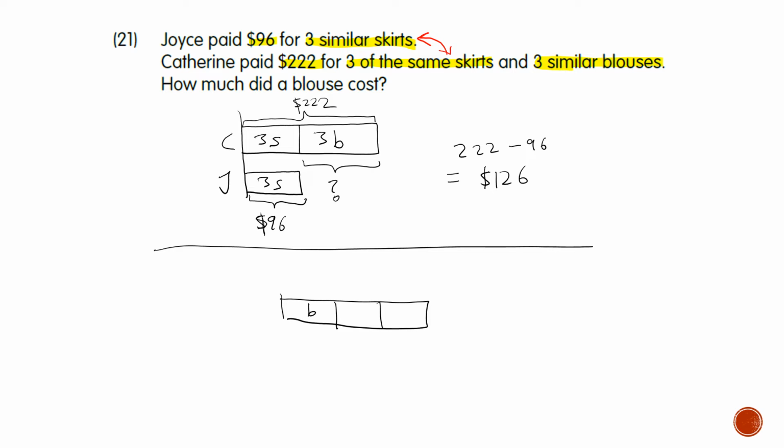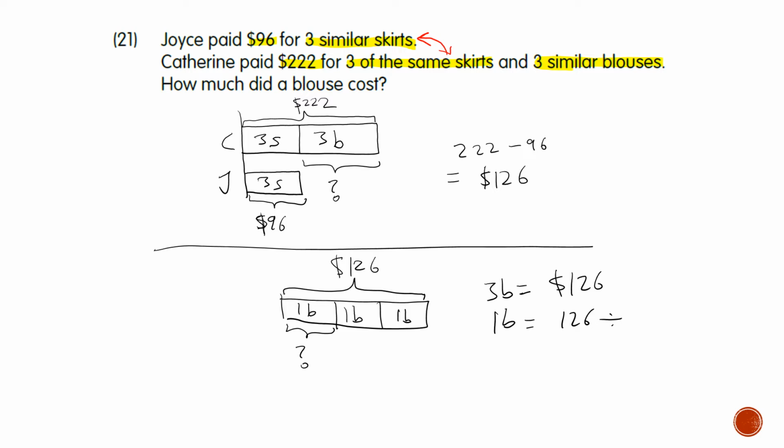Okay, so this B, say 1B, 1B, 1B. Okay, so this is 126. Okay, so you want to find how much is 1. Okay, so 3B equals to $126. 1B equals to 126 divided by 3, which is $42. Okay, so one blouse costs $42. Now you got to work it out yourself. I'm using mental sum here.